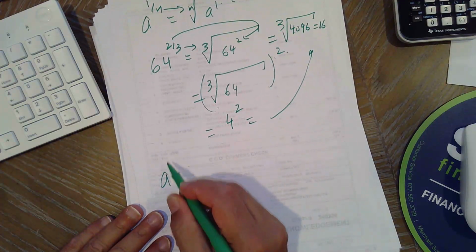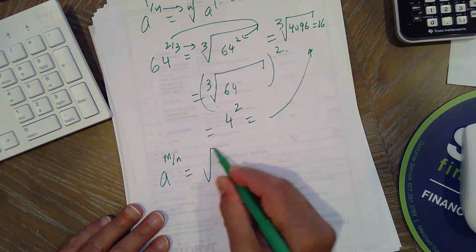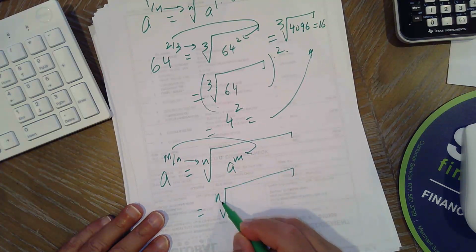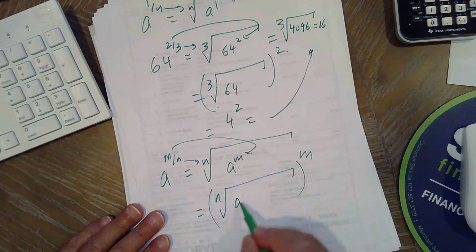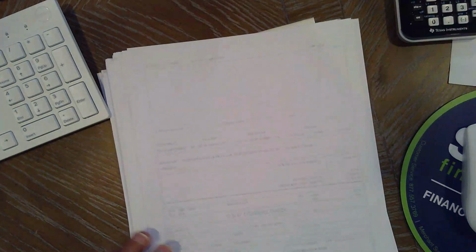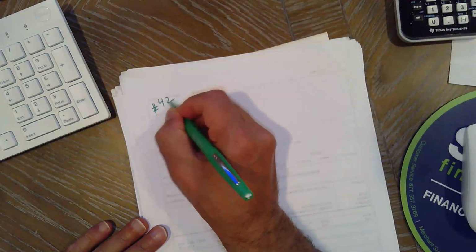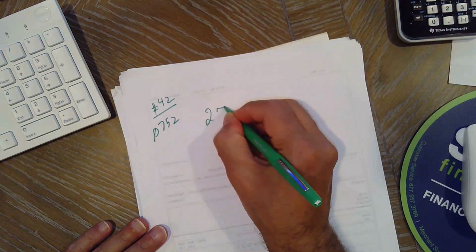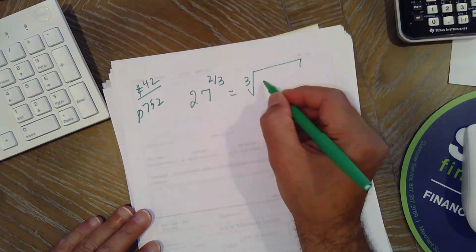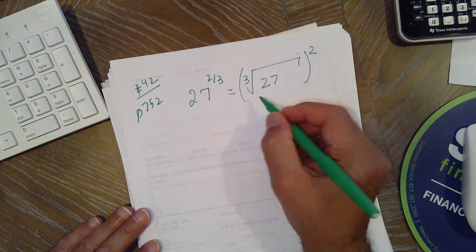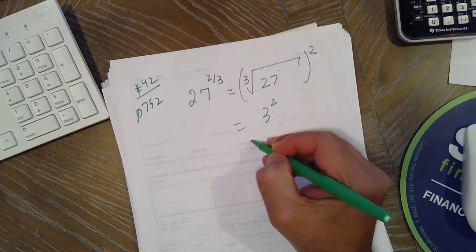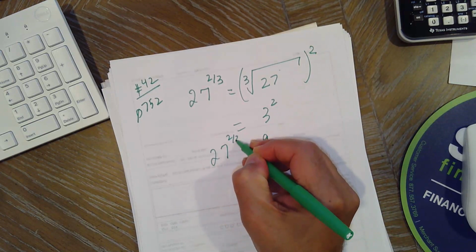So as a general rule, a to the m/n. Again, the bottom is the index, the top is the power. The power can be put on the inside or on the outside. It's easier to do it on the outside, but it doesn't matter. So let's practice this. 42, page 752. What's 27 to the 2/3? Again, the bottom is the index, so cube root of 27. You can put the square here, or on the outside, it's easier to cube root than square. Cube root of 27 is 3, 3 squared is 9. So look at this, 27 to the 2/3 is 9.